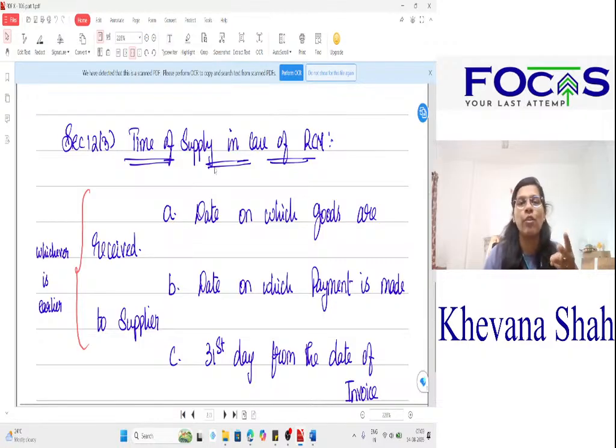Now you need to check these three dates: the date on which your goods are received, the date on which your payment is made, and the 31st day from the date of invoice. The earlier of these three dates will be your time of supply in case of RCM goods.